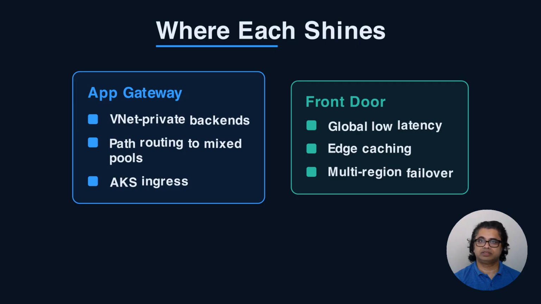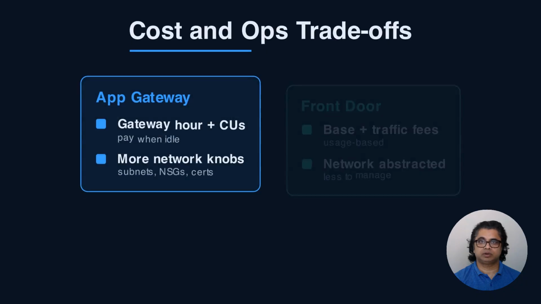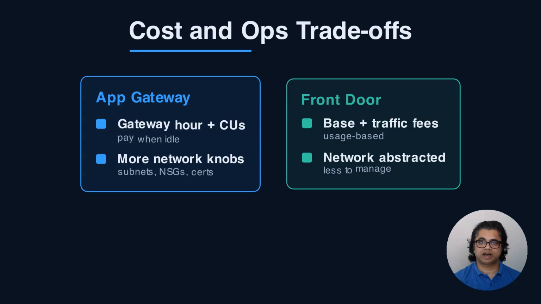A common pattern is Front Door at the global edge for caching and failover, fronting Application Gateway in each region for VNet internal routing. On cost, Application Gateway version 2 bills a fixed gateway hour plus capacity units that scale with connections, throughput, and compute. So you pay even when idle, and the WAF tier costs more than standard.